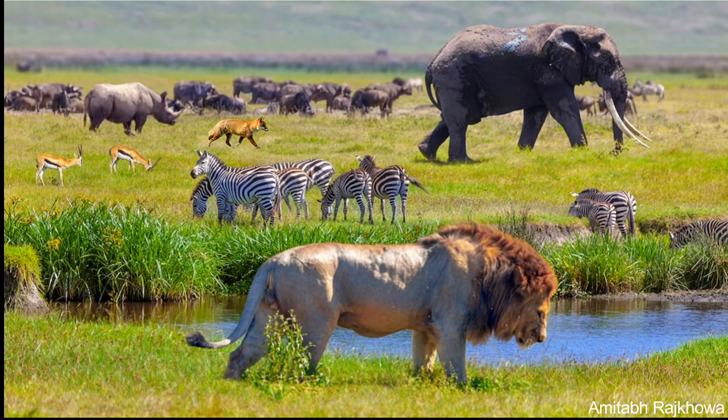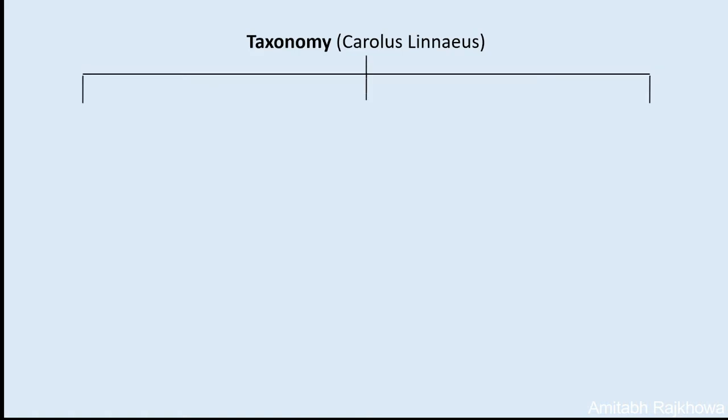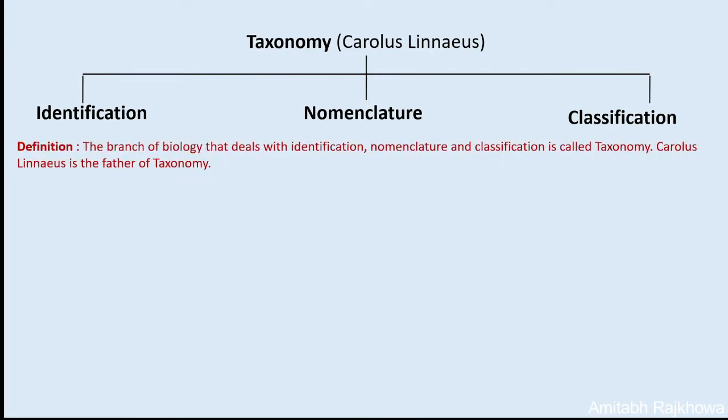Carolus Linnaeus tried to classify the organisms in certain groups, and during this process he established the branch of taxonomy. As taxonomy was established by Carolus Linnaeus, he is known as the father of taxonomy. It is based on three important points: identification, nomenclature, and classification. This is the definition of taxonomy.